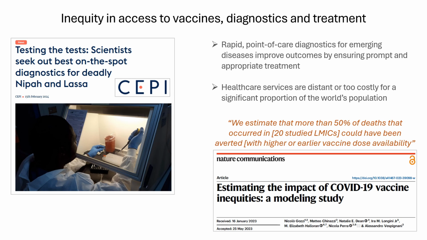And as a further, more basic aspect of this, access to high quality healthcare services that are affordable, as well as vaccines. And so, vaccine inequity obviously continues to be a severe problem. Around 30% of the world's population haven't yet had a single dose of the COVID-19 vaccination. And this nice study from last year estimated that in the 20 low and middle income countries that they studied, more than 50% of the deaths that occurred may have been averted with either higher or earlier availability of vaccine doses, which is a really damning indictment of the system of vaccine distribution that we saw during the pandemic.